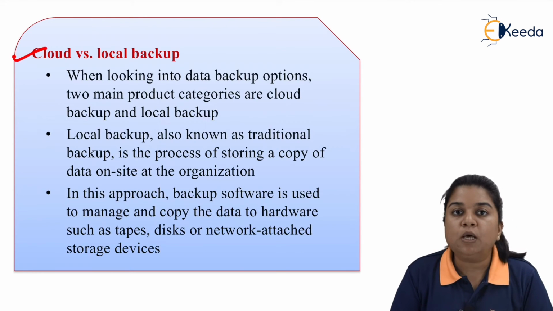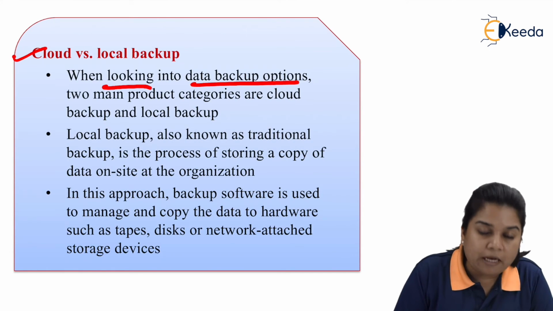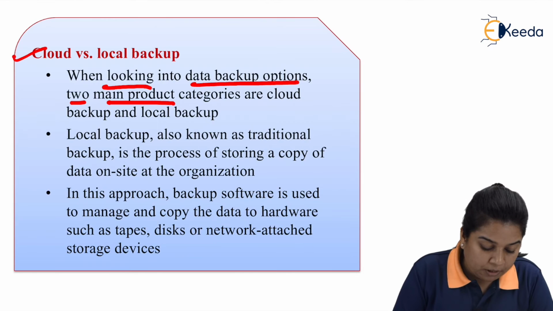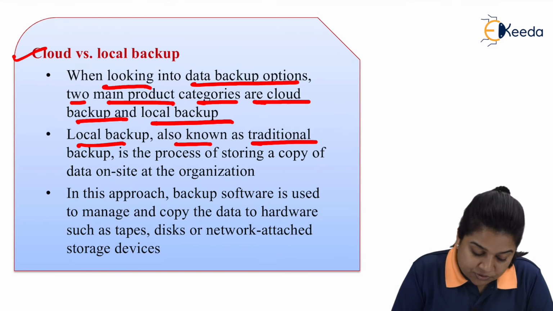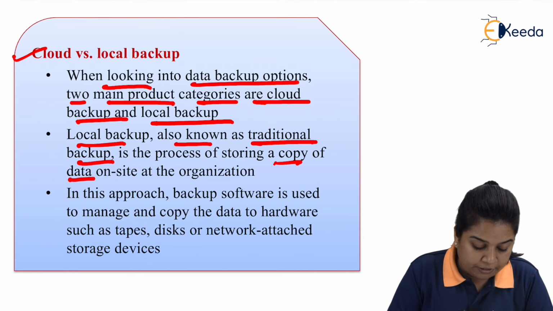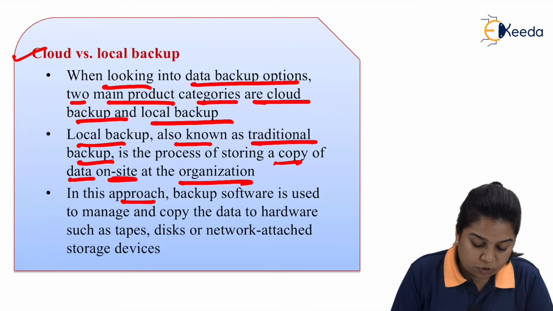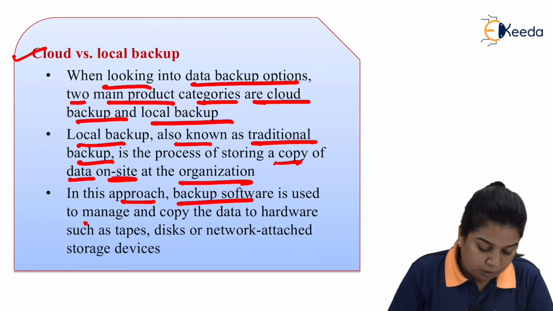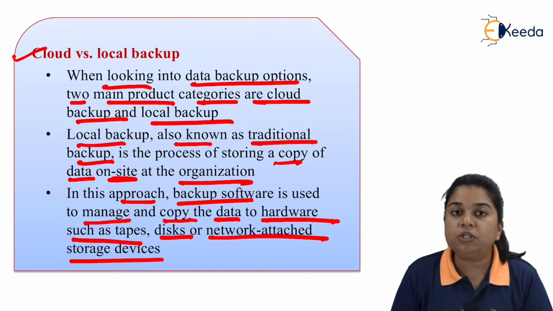Now, cloud versus local backup. When looking into data backup options, two main product categories are cloud backup and local backup. So, local backup, also known as traditional backup, is the process of storing a copy of data on site at the organization. In this approach, backup software is used to manage and copy the data to hardware such as tapes, disk, or network attached storage devices.